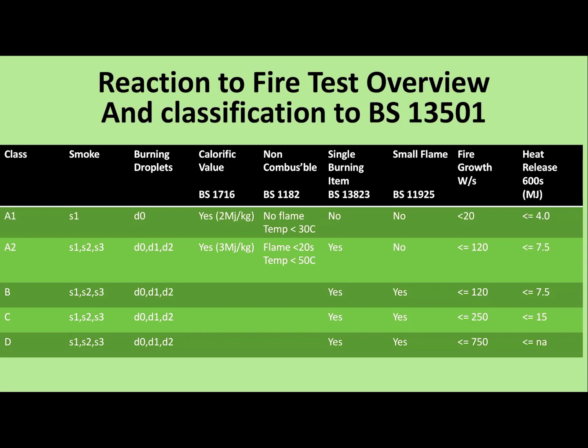In relation to the single burn item test, 13823, the medium scale fire test, the waste paper basket fire test you could call it, you don't test that for A1. For A2, yes, it is tested, and we're looking for a fire growth of less than 120 watts per second and a heat release rate of less than 7.5 megajoules for A2.